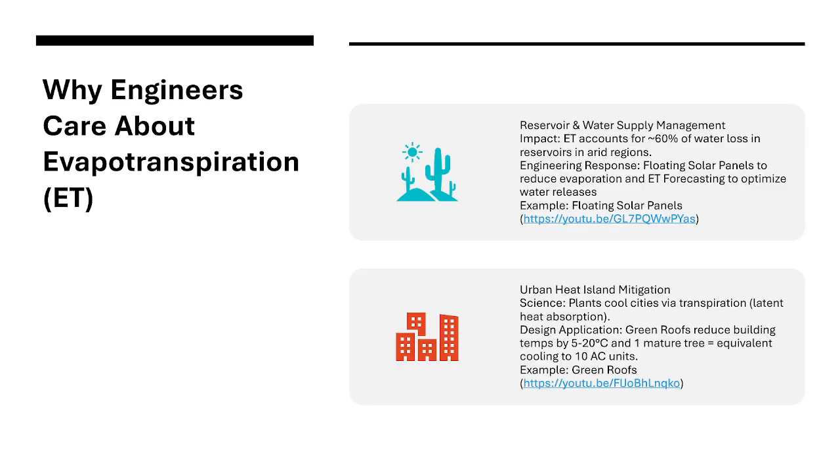Next we have reservoir and water supply management. ET accounts, from the previous slide, for 60% of water loss in reservoirs in arid regions. And now we have a new engineered solution for this: floating solar panels to reduce evaporation, and ET forecasting to optimize water releases.